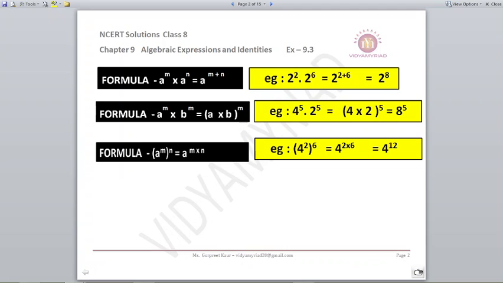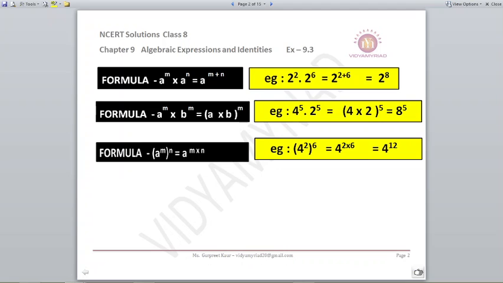There is a situation when you have a raised to power m multiplied by a raised to power n. Here m and n are the powers. When you have the same base, like a is the same, in that case we add the powers in the case of multiplication. For example, if I have 2 raised to power 2 multiplied by 2 raised to power 6, the base is the same, 2, the powers are different and the bases are being multiplied. In that case we add the powers. So the answer is 2 raised to power 8.